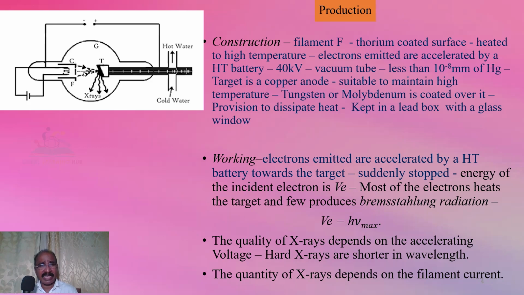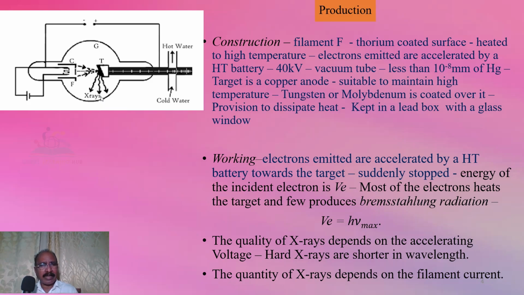Therefore, the energy of the electron will be equal to voltage applied times e. VE is the energy of the electron. With a very high energy, it hits the target here, the molybdenum or tungsten material. So it hits the nucleus. When it hits the nucleus, most of the electrons will produce heat, and some other electrons will produce Bremsstrahlung collision, and from here X-rays will be produced, and the produced X-ray will come out of the glass tube.